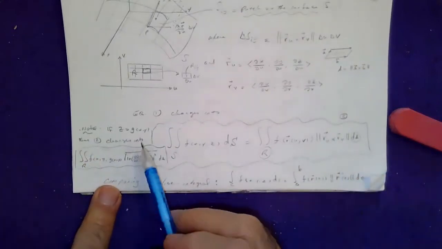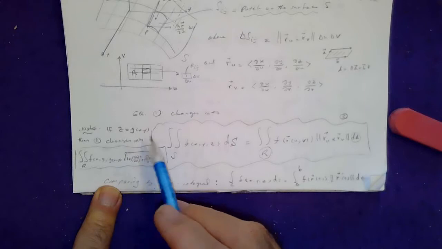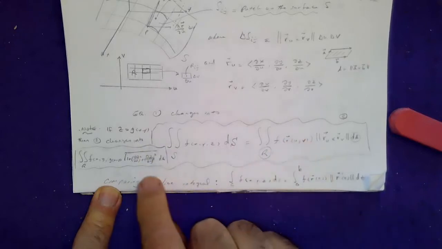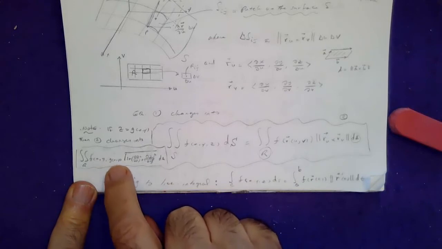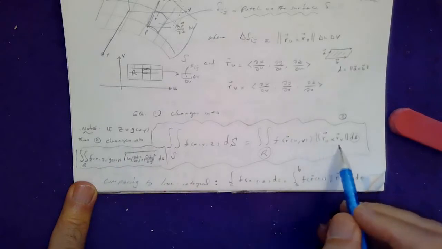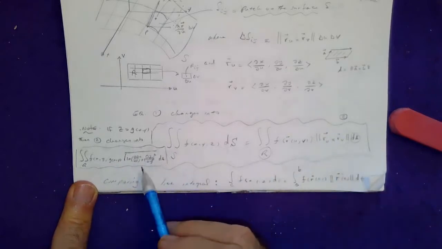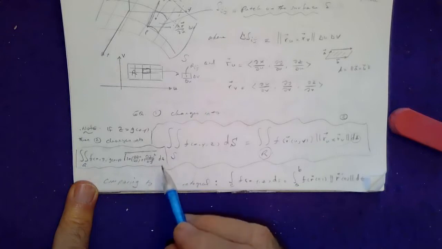Special case: if z is explicitly expressed as a function of x and y, then this formula changes into f of x, y, g(x,y) times, so the magnitude of the cross product changes into the square root of 1 plus (dz/dx) squared plus (dz/dy) squared, dA.